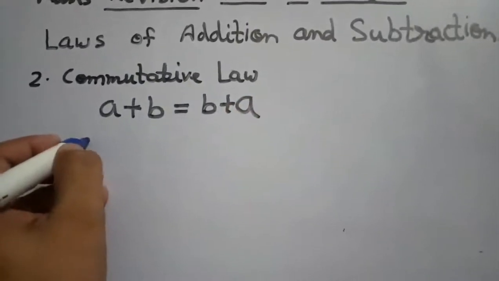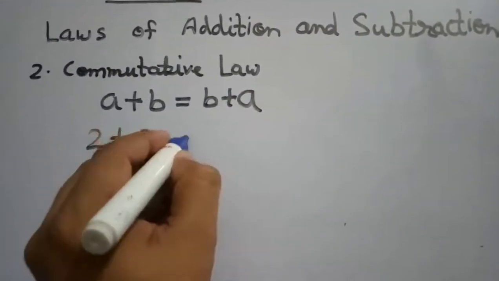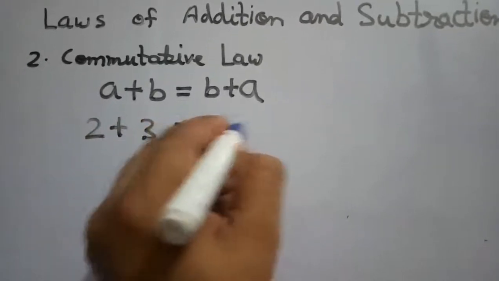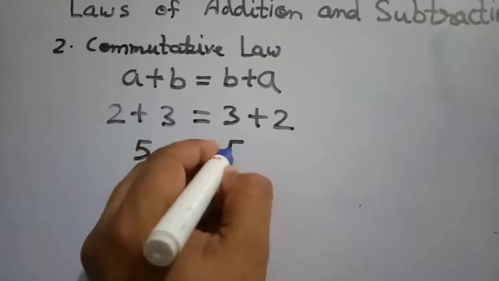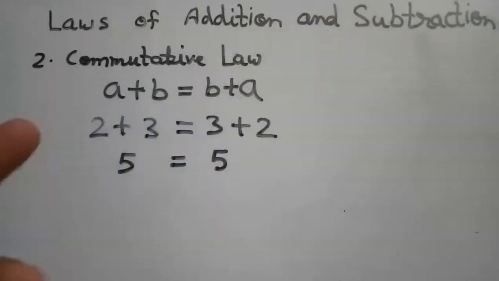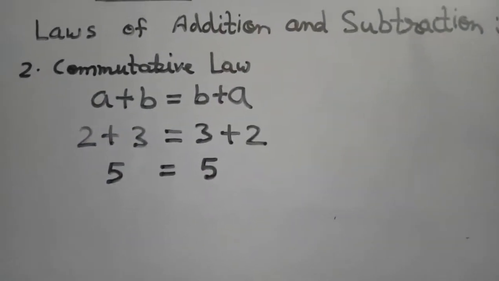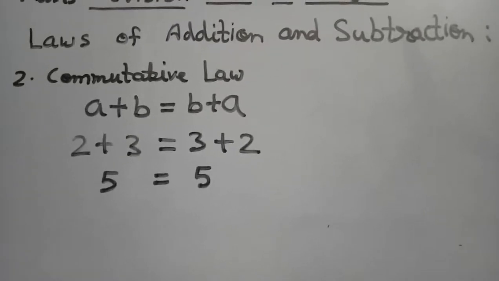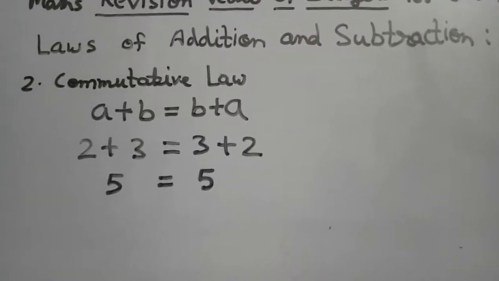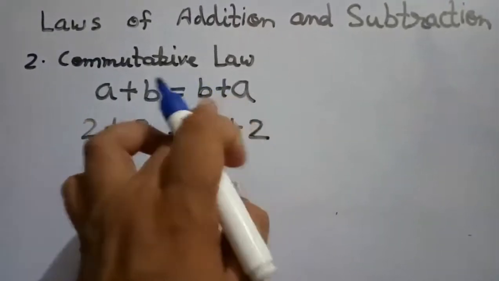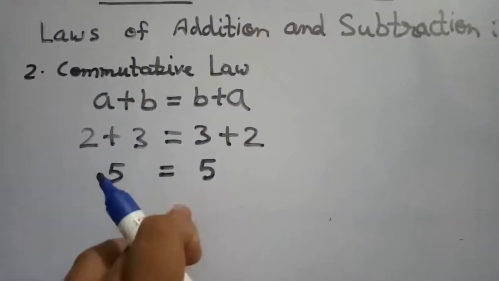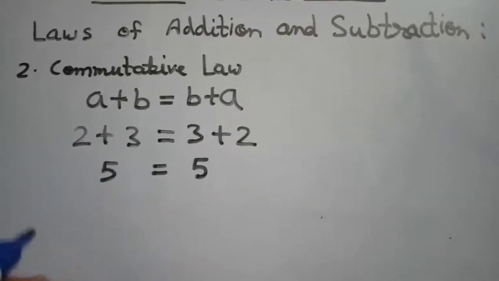For example, 2 plus 3 is equal to 3 plus 2. This is also 5 on both sides. This is called the commutative law. This applies to only two integers. If we add two integers with their order changed, the result will be the same. This is called the commutative law.